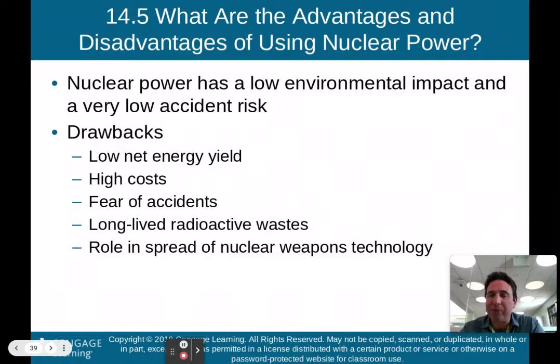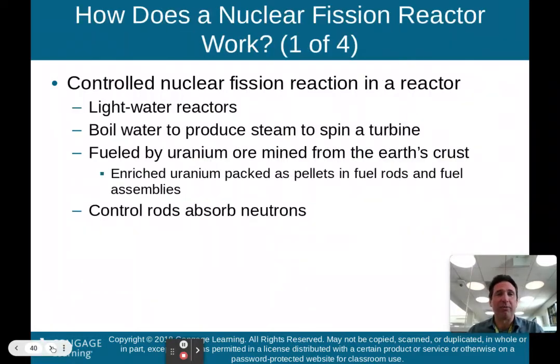Low net energy yield, because it costs a lot of money to produce nuclear power. Again, high cost. There is the fear of accidents. We do have some long-lived radioactive waste that we need to talk about, and the role in the spread of nuclear weapons technology, also kind of a drawback from nuclear power, because the same way we can create electricity with nuclear power, you can create bombs to kill people. So again, nuclear power has gotten a bad name because of some of these drawbacks.